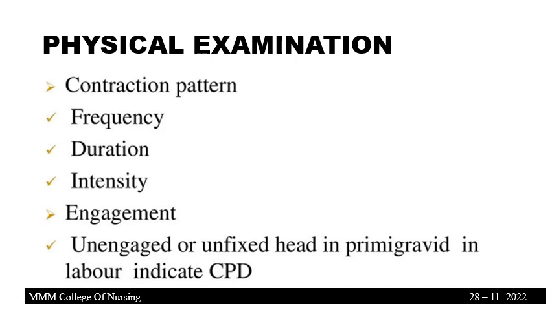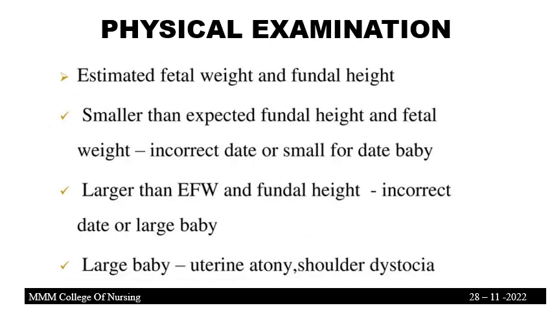And next is the engagement. We can do pelvic grip 1 and grip 2 and say whether the head is engaged or not. An unengaged or unfixed head in a primigravida in labor indicates cephalopelvic disproportion. Next, you have to collect the history regarding the estimated fetal weight and fundal height. Fundal height you can measure by the inch tape method or the finger breadth method. Estimated fetal weight you can get from the ultrasound.